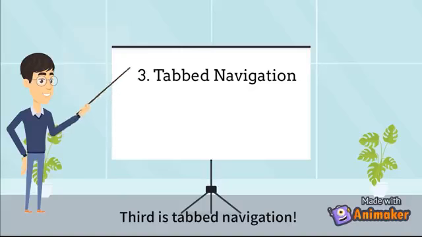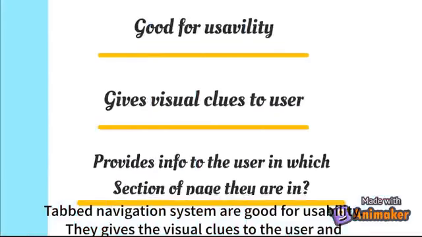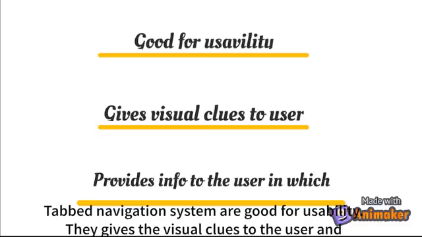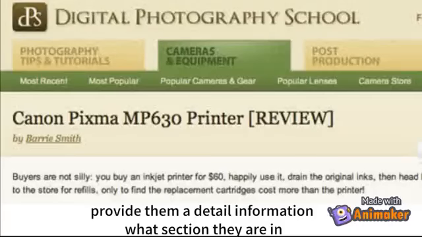Now third is tabbed navigation. Tabbed navigation systems are good for usability. They give visual clues to the user and they provide them detailed information on what section they are in.